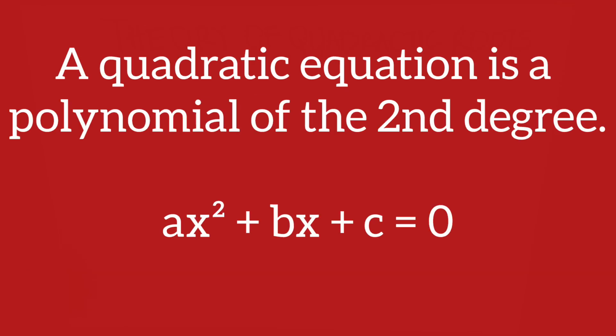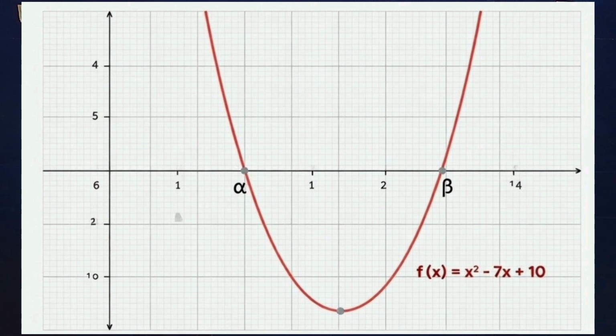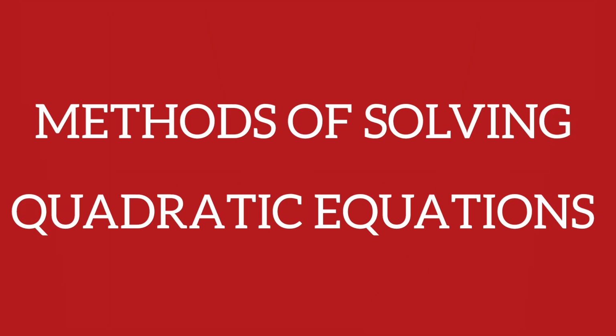A quadratic equation is a polynomial of the second degree with the general form ax squared plus bx plus c equal to 0, where a, b, and c are constants. Every quadratic equation when solved will give two x values. These values are called roots of the equation. There are about 4 methods of solving a quadratic equation.